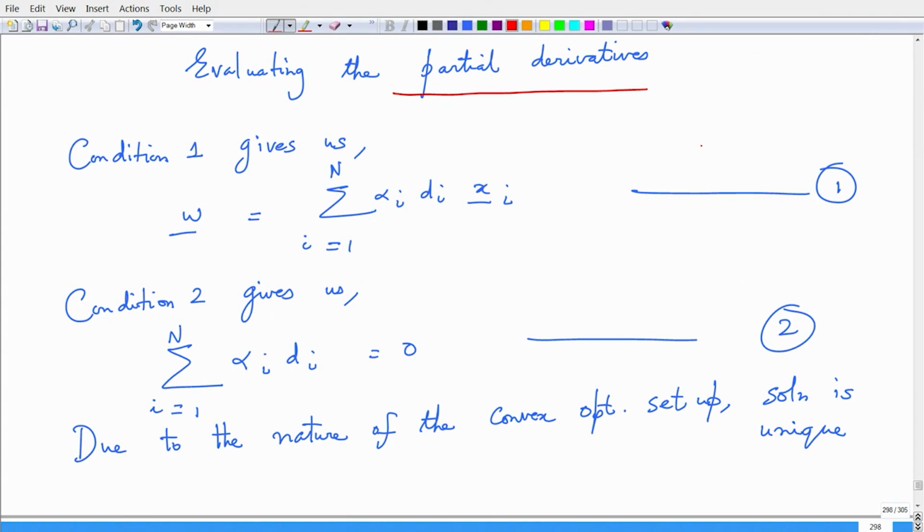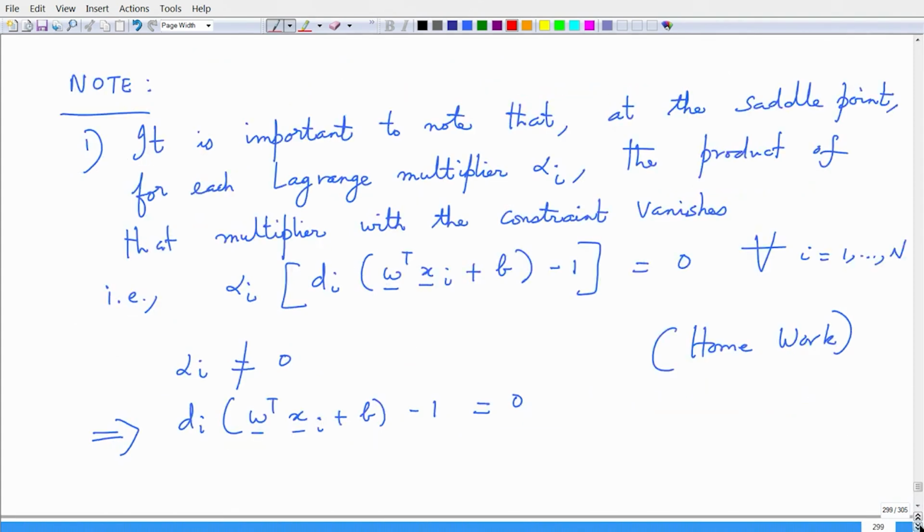Now, since I am solving a convex optimization problem, because of the nature of the setup, the solution is unique, right. So, if I solve for these conditions subject to the constraints, then I am home for good.